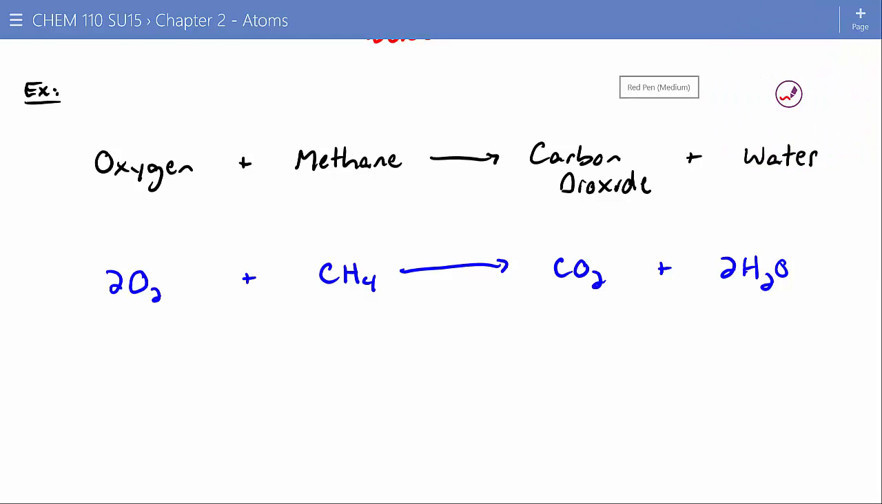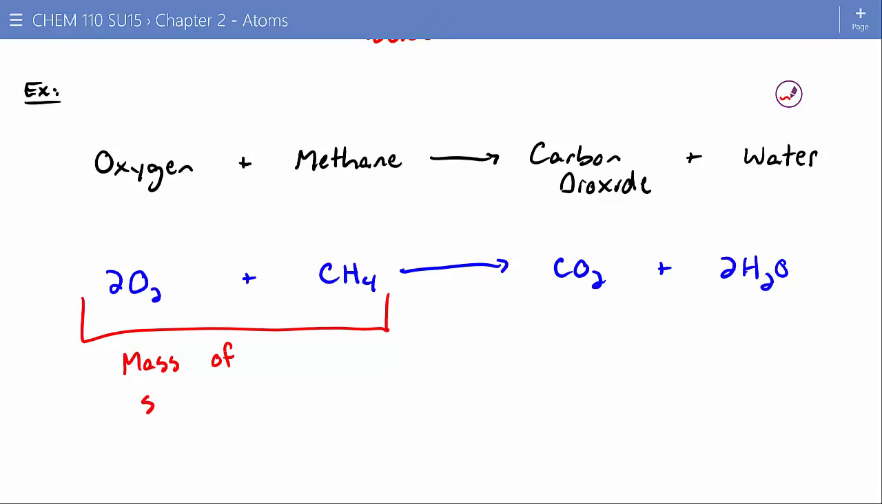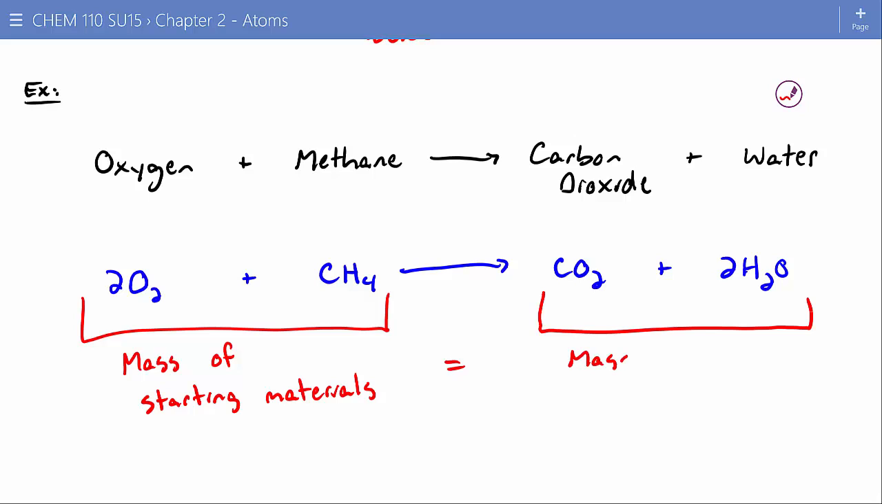Really, all they're saying is that the mass of your starting materials, regardless of whether or not they're a liquid, a solid, or a gas, is going to be exactly the same as the mass of your products. Doesn't matter if you've got 4 reagents, 5 reagents, or 1 reagent, it's going to weigh the same as the mass of your products.